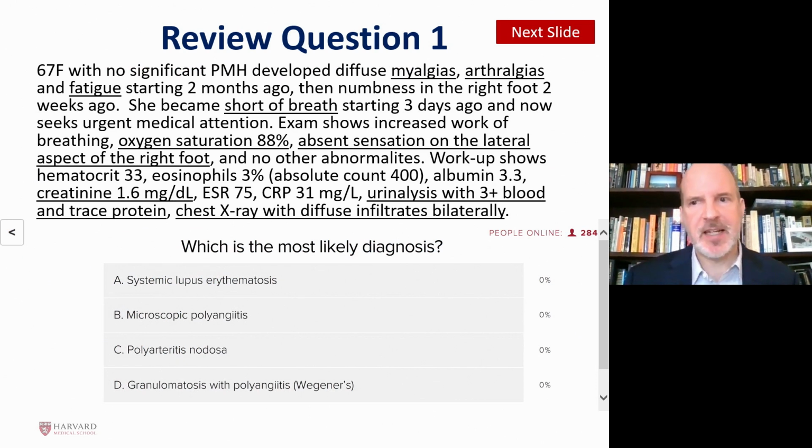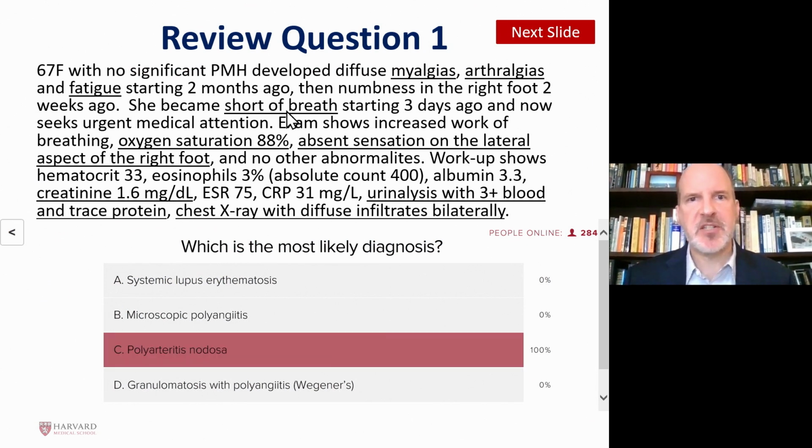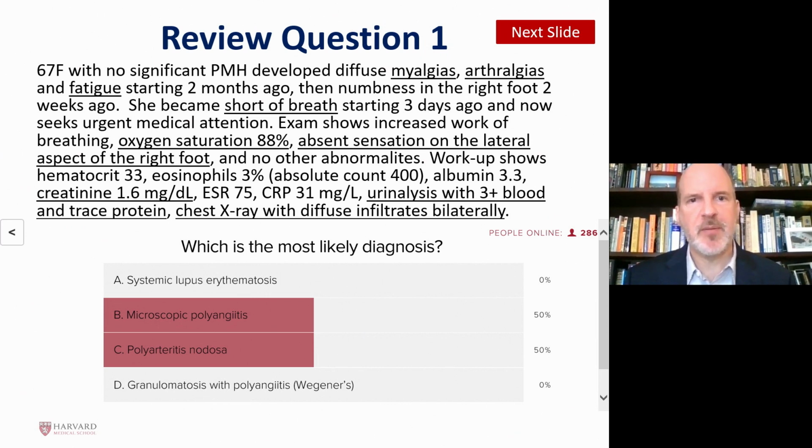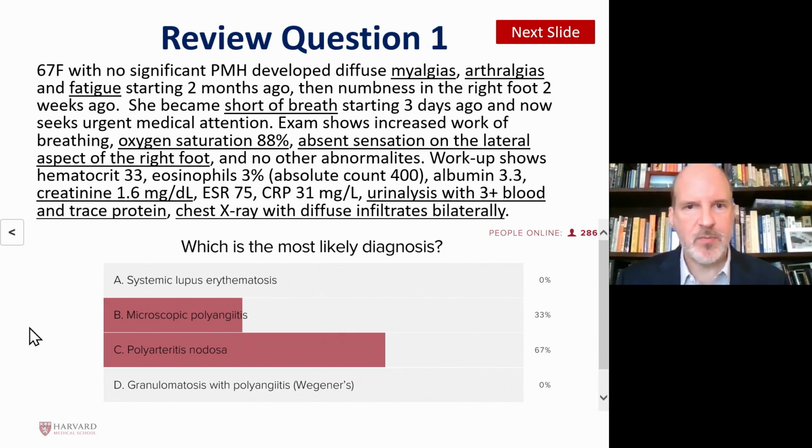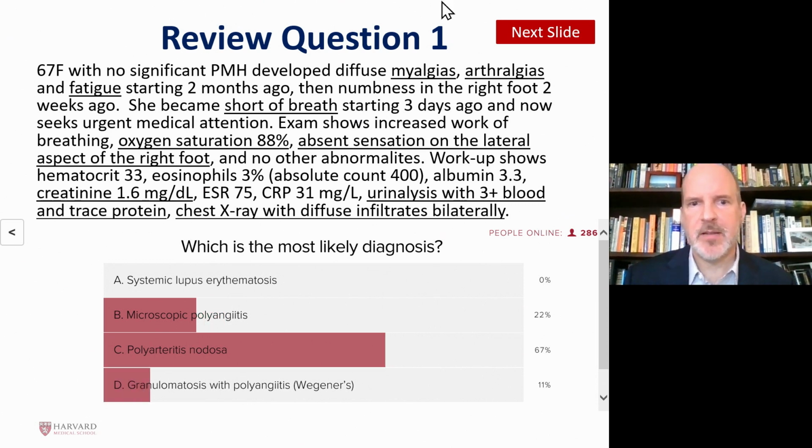So I apologize for this being a long question here, but I'll just summarize it as saying patient with 2 months of musculoskeletal and constitutional symptoms, 2 weeks of a numb right foot that is supported by findings on exam, 3 days of being progressively short of breath, low O2 saturation, dense bilateral pulmonary infiltrates, and then has, in addition to markers of inflammation, elevated creatinine and hematuria. So I don't know where to go from here. Okay, I think I'll go on because I'm short of time here.